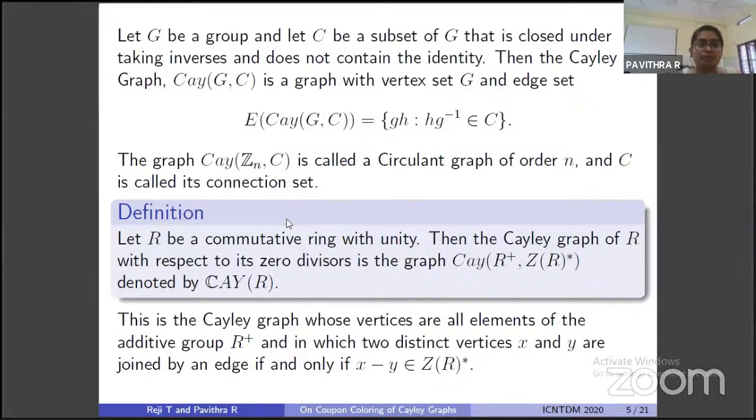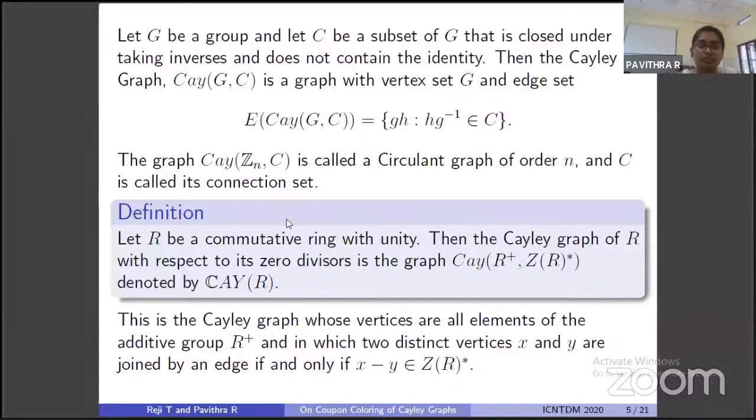Now, the Cayley graph of a group was introduced in 1876, but the Cayley graph of commutative rings was introduced by Fuchs in 2005, and we will see the definition. Let R be a commutative ring with unity, then the Cayley graph of R with respect to the zero divisors is the Cayley graph of R plus. That is, the group we are taking is the additive group of the commutative ring, and the connection set is the non-zero zero divisors. We will denote this by script CAY of R, and we will read it as Cayley graph of R.